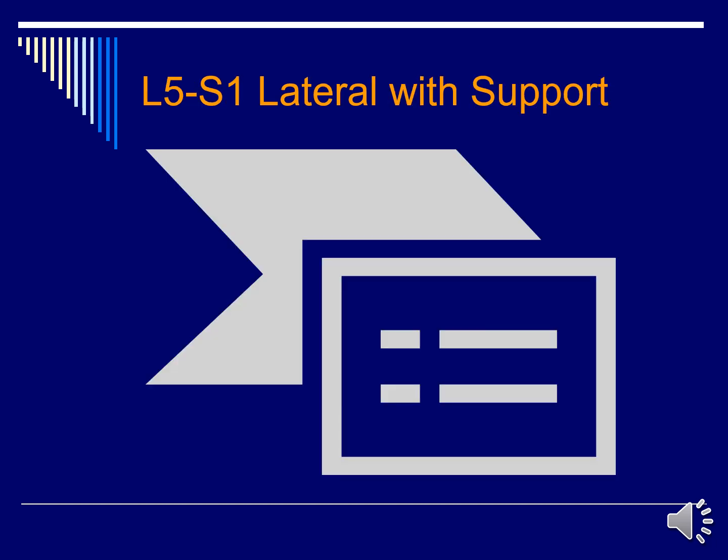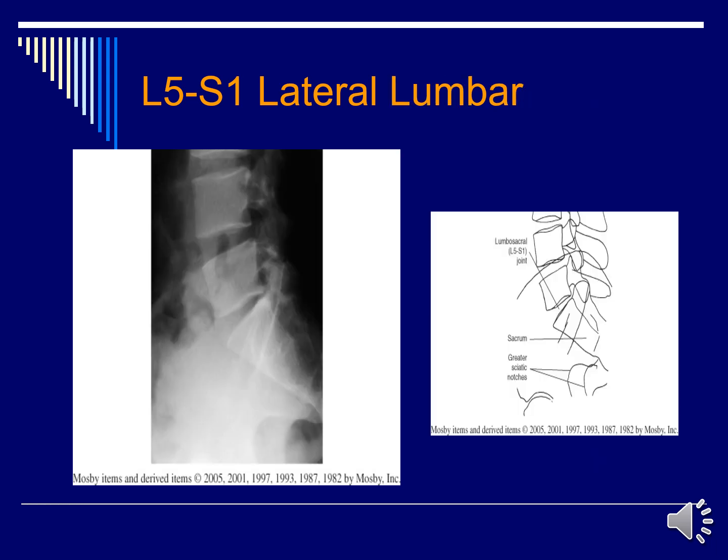We're now going to move on to the L5-S1 lateral with a support underneath the waist. So for the lateral L5-S1, the patient's still going to be in that left lateral position, ensure that they are in a true lateral. We are going to center 1.5 inches inferior from the iliac crest and 2 inches posterior from the ASIS. So when you're doing your oblique lumbar, it's between 1 and 2 inches. So I go 1.5 inches above the iliac crest and 2 inches medial from the upside ASIS.